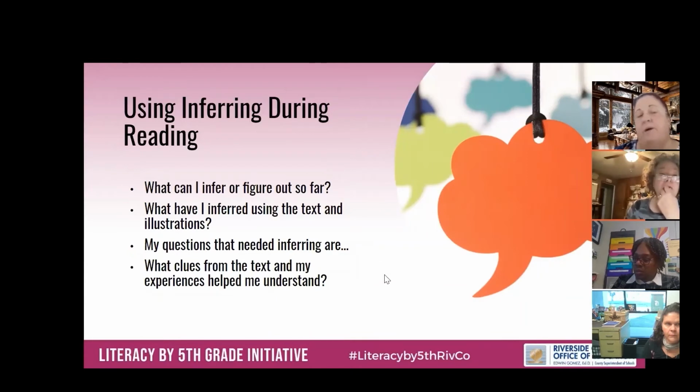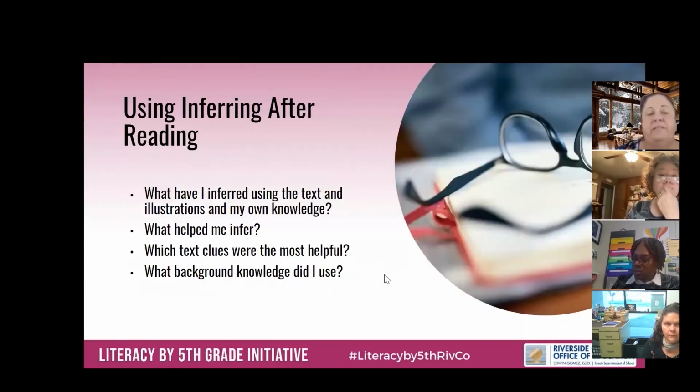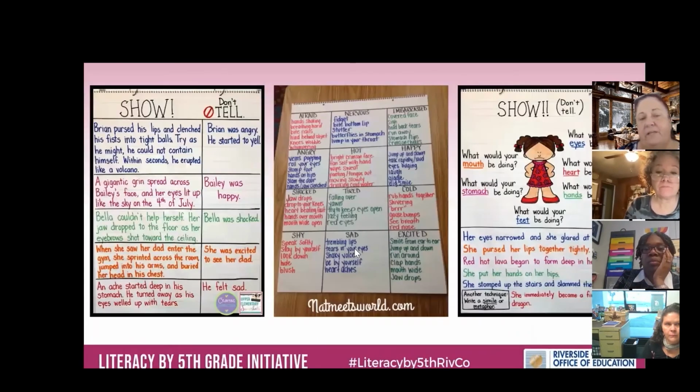And so again, it's more just prompting them. So these are just some prompts that you can use with some of your students, and then continuing after the fact, right? What did you infer? What helped you? What text clues did you notice? You know, what background knowledge did you use? Getting them to reflect back on how they were able to make those inferences is a really, really great conversation as well.